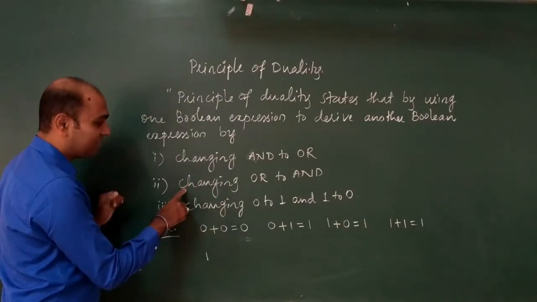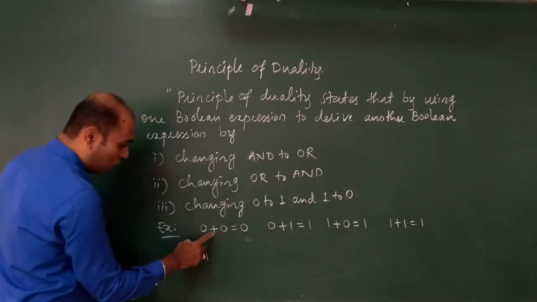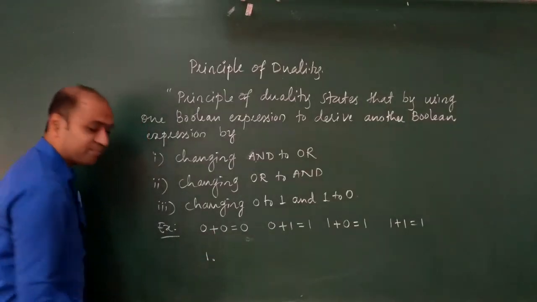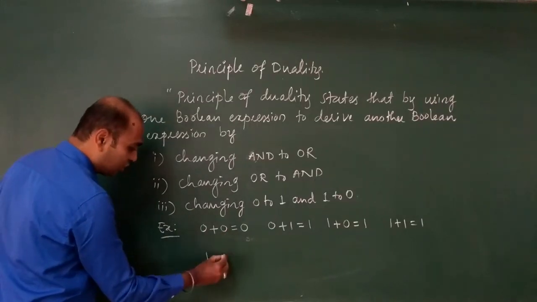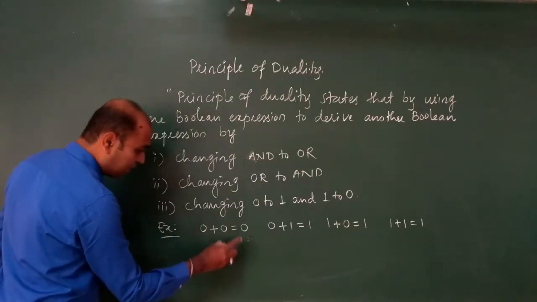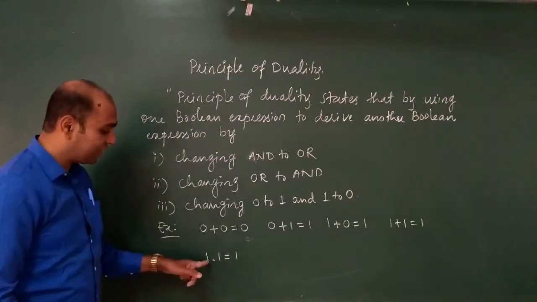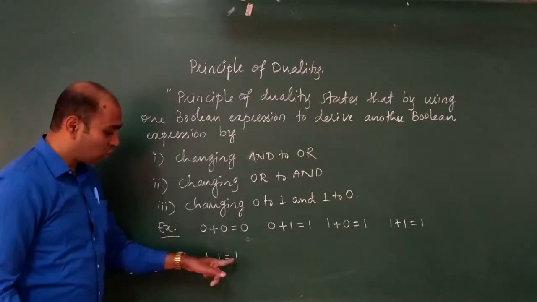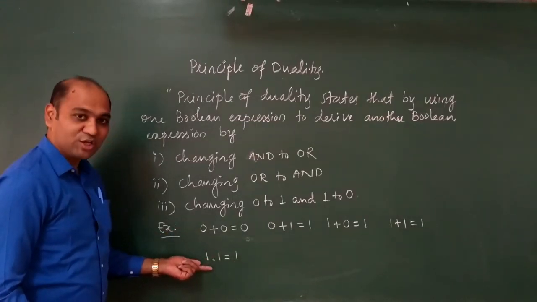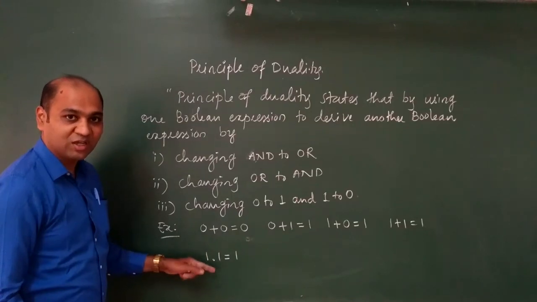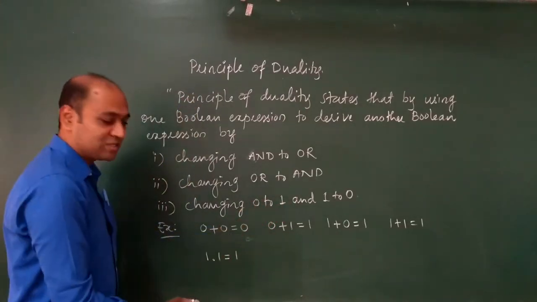What is the second step? OR to AND. We have to change OR to AND. OR will get changed to AND. AND means what? It is dot, multiplication, logical multiplication. So 0 will become 1 is equal to, this 0 will become 1. Correct? Yes. What we got here? True and true is true. We have derived the AND relation from the OR relation. It applies the principle of duality. So we will go for the next step.